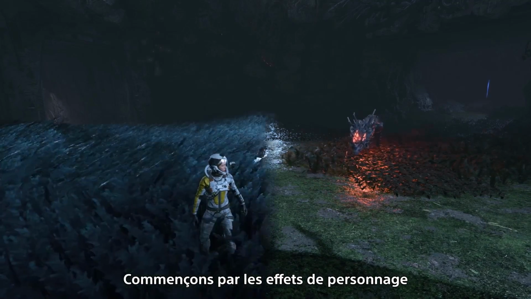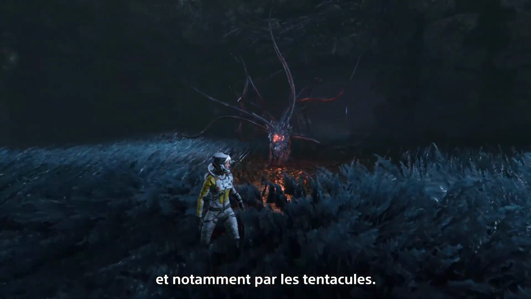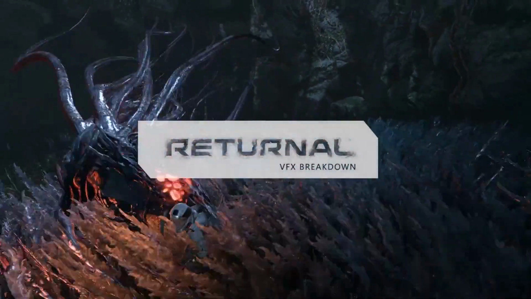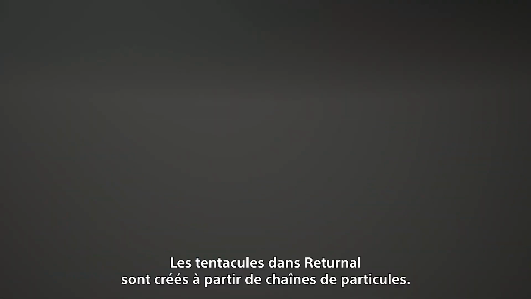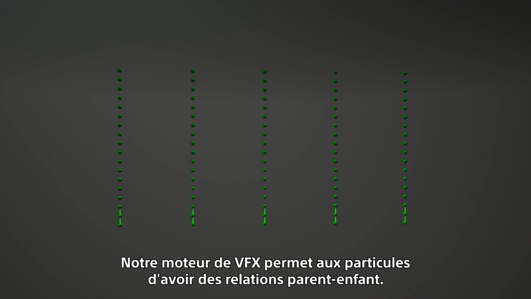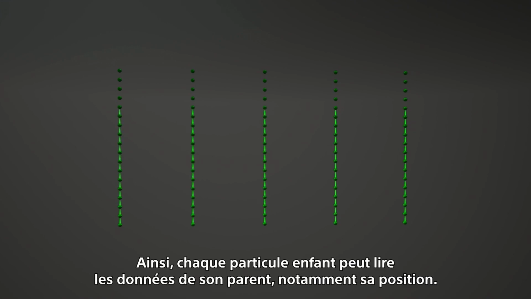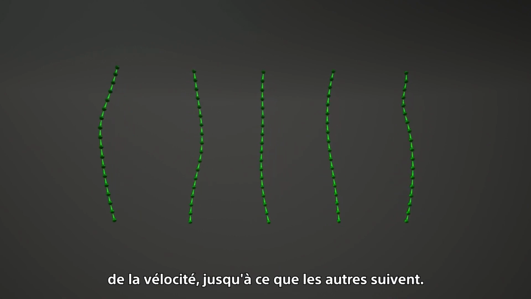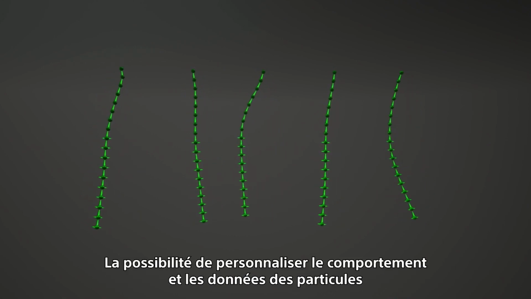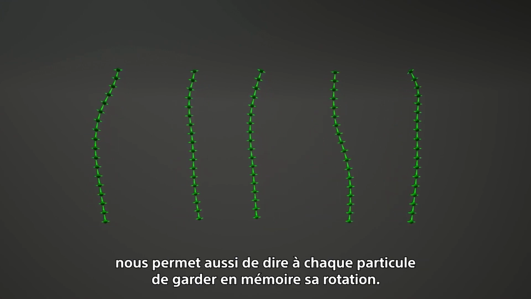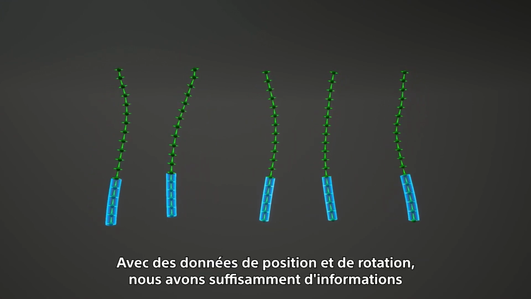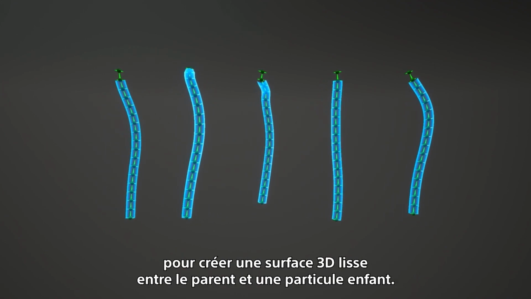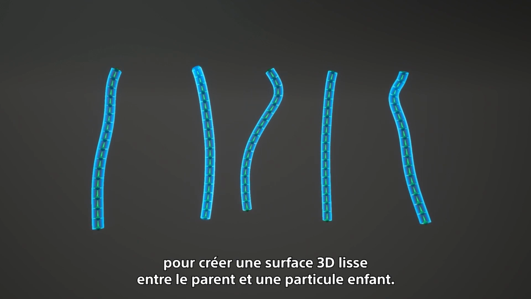Let's start off with character effects and tentacles in particular. Tentacles in Returnal are constructed from chains of particles. Our VFX engine allows particles to have parent-to-child relationships. That means each child particle can read its parent's data, including its position. We're also allowed to write custom behavior per particle. Here we give the first couple of particles some velocity and tell the rest to follow them. With the ability to customize the particle behavior and data, we can tell each particle to store its rotation as well. With position and rotation data available, we have enough information to create a smooth 3D surface between a parent and a child particle.